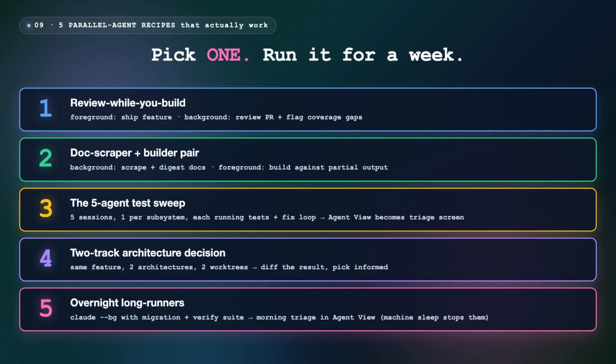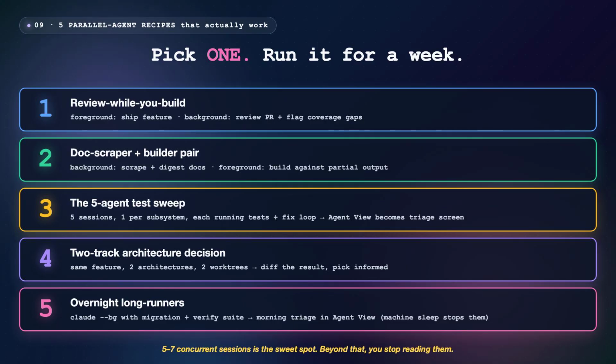Recipe 5. Overnight long runners. Before end of day, dispatch Claude --bg with a migration script plus a verification suite. The agent runs while you sleep. In the morning, agent view tells you exactly which sessions finished cleanly, which are blocked on input, and which failed.